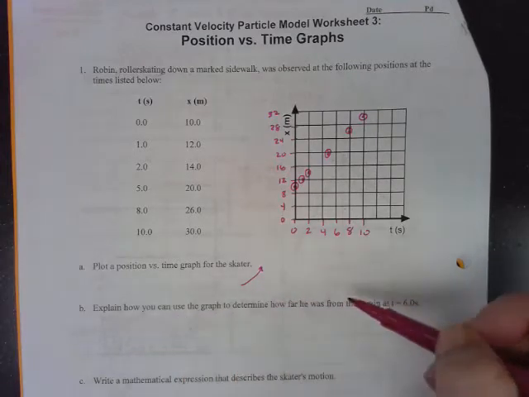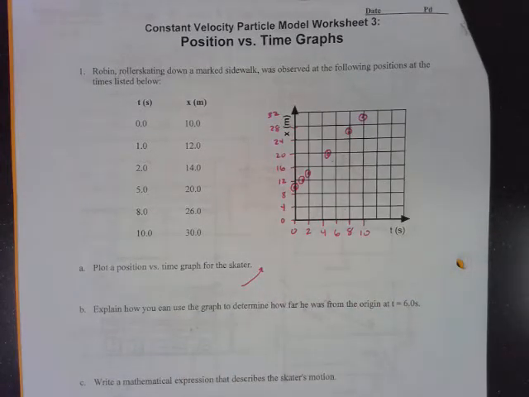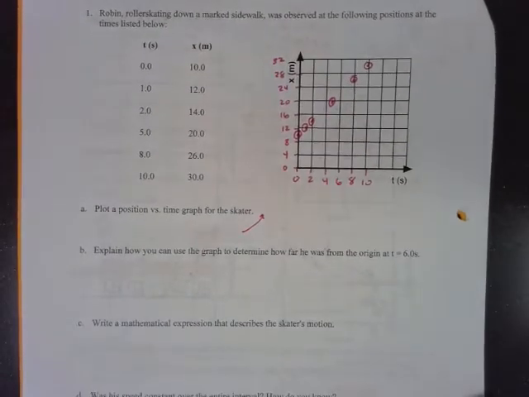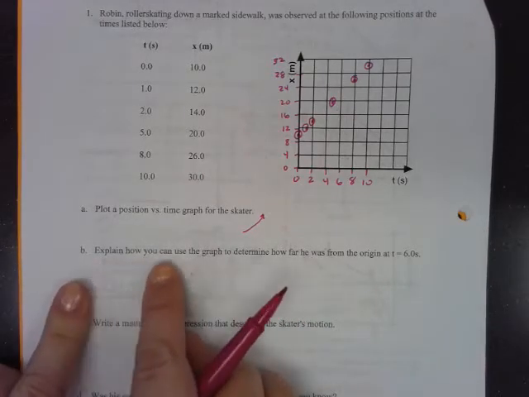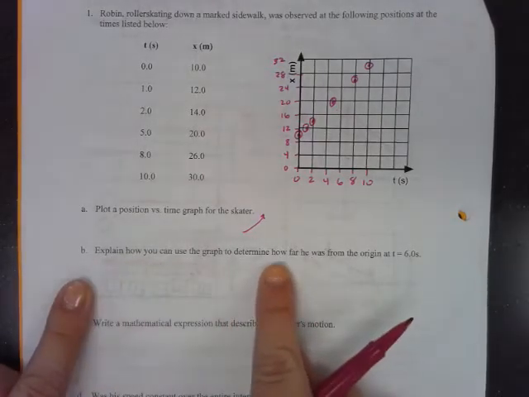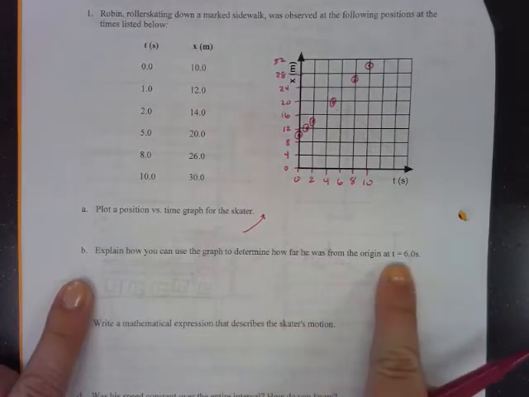Then it says, explain how you can use the graph to determine how far he was from the origin at 6 seconds. Now, remember, guys, this is a science class and not an English class. So if you can use a math explanation or you can draw a picture, I'm okay with that too. So if we need to explain how we use the graph to determine how far they were from the origin at 6 seconds, how am I going to do that?